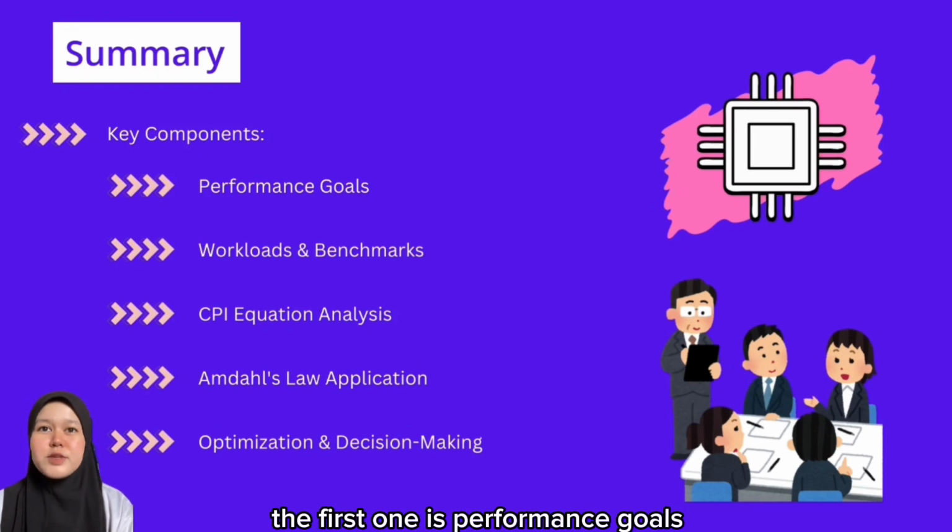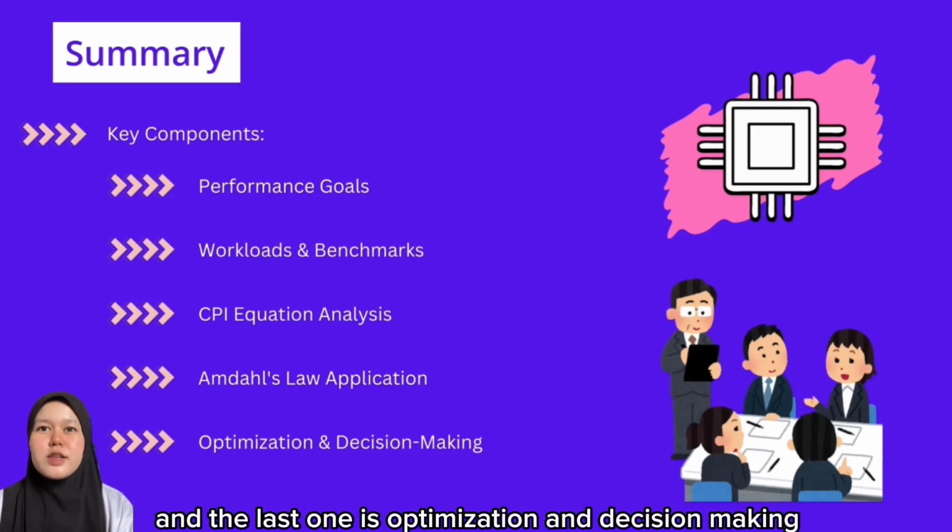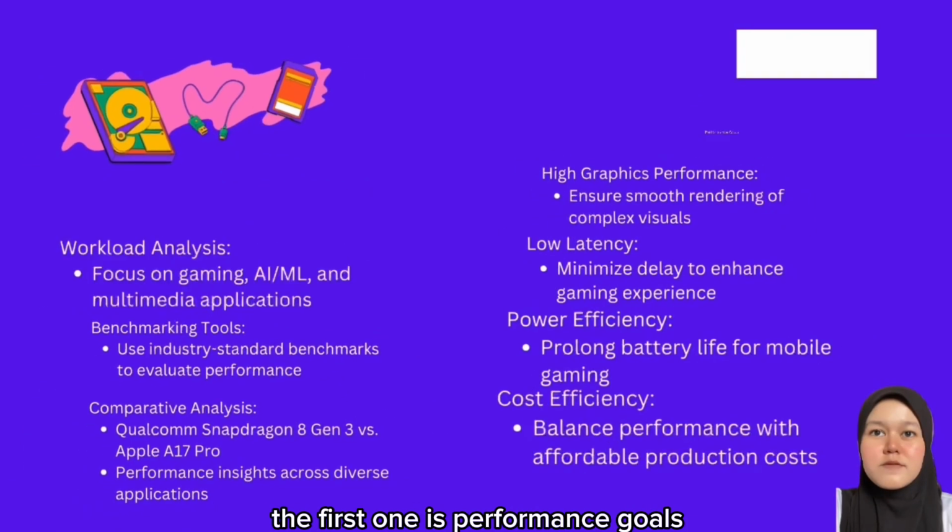The first one is performance goals. Second one, workloads and benchmarks. Third is CPI equation. Fourth is Amdahl's law. And the last one is optimization and decision making. The first one is performance goals.